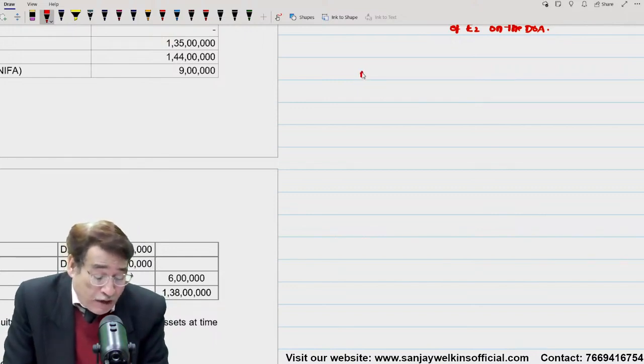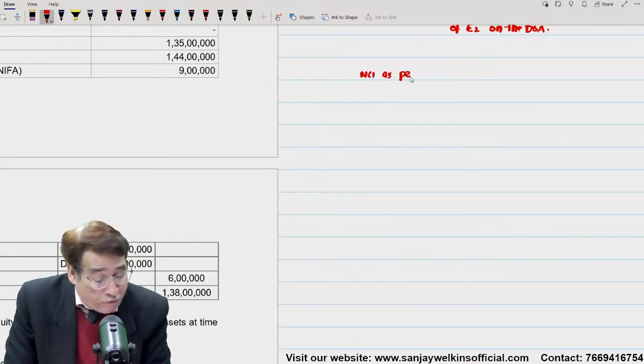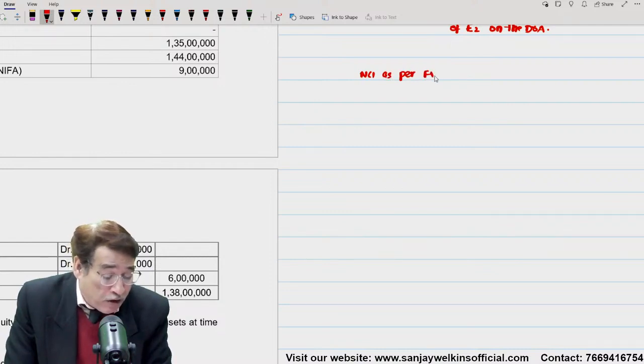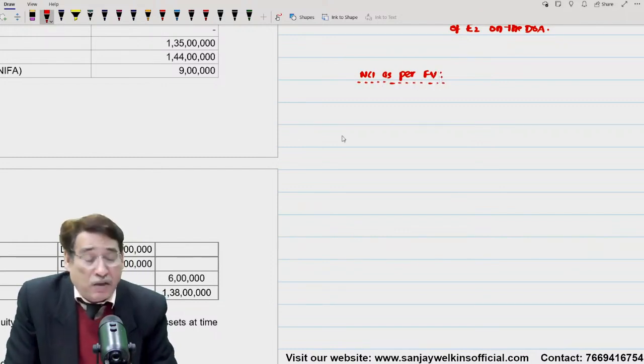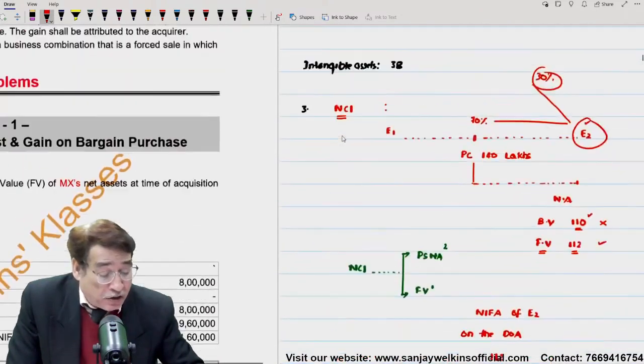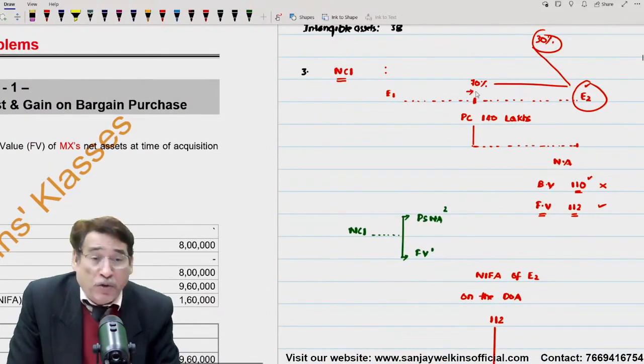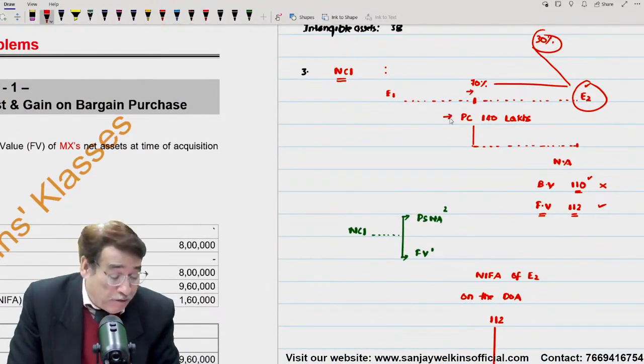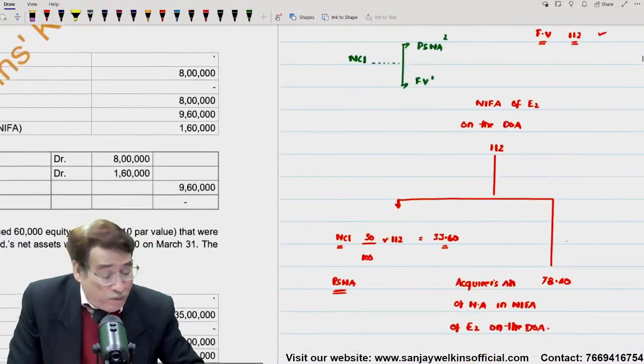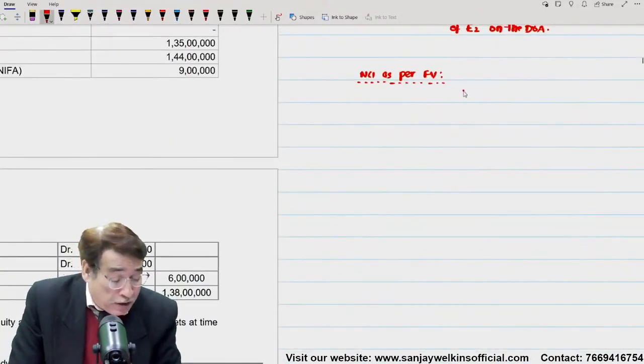Suppose I would have computed NCI as per fair value, how would I have computed it? In this case, when you compute the NCI as per fair value, you will have to look towards the consideration which you have paid to acquire the control. For example, in this particular case, in order to get 70% control, you have given 140 lakhs rupees. Is it clear to you? So, first of all, you will write here: 70% amount paid is 140 lakhs.